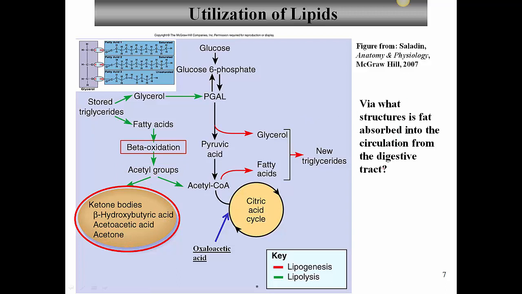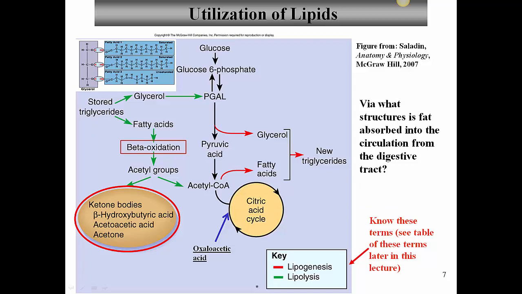Via what structures is fat absorbed into the circulation from the digestive tract? And if you remember, there were structures called lacteals that were present in the small intestine that absorbed fat in the form of chylomicrons. And these, remember, bypassed the portal circulation. They went directly back to the heart, and then on the second pass, they'll wind up going to the liver.